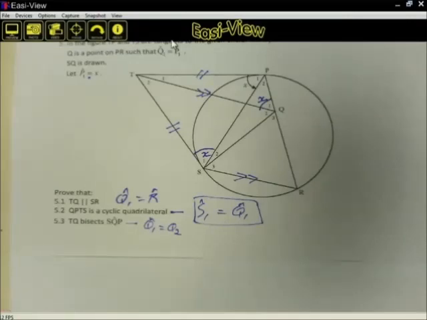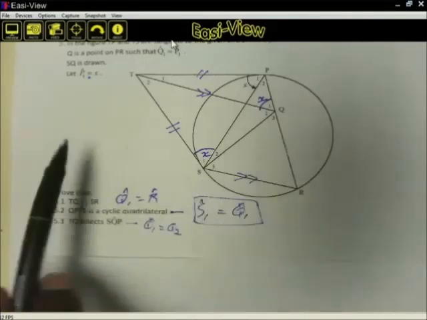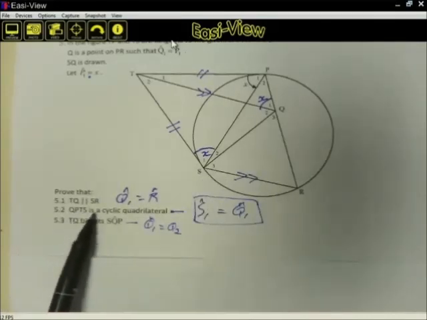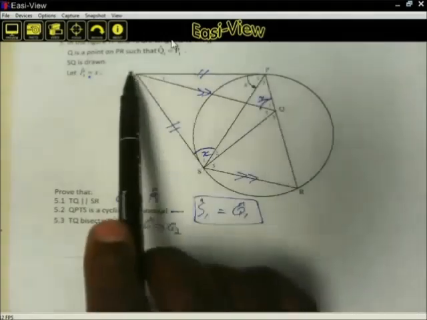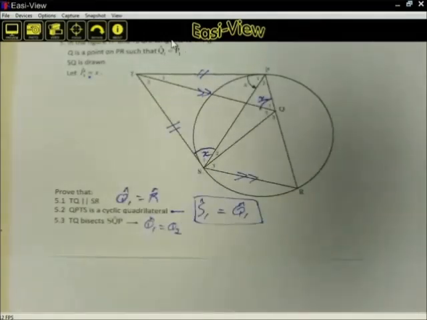Remember 5.2. In 5.2 we have proven that QPTS is a cyclic quad. Because we have proven that it's a cyclic quad, we can apply the theorems of a cyclic quad. You remember the theorems: exterior angle equals interior opposite angle, opposite angles are supplementary, and angles subtended by the same chord or the same arc are equal.